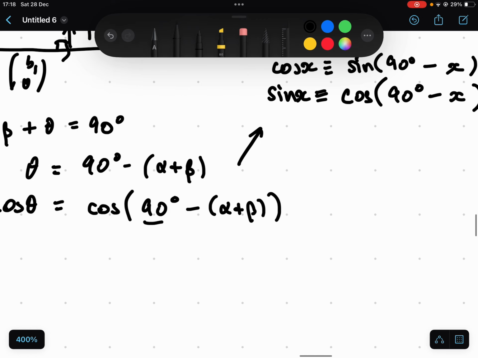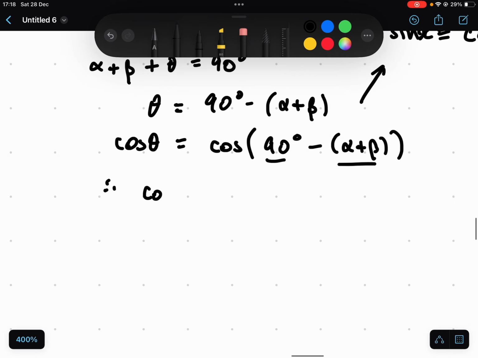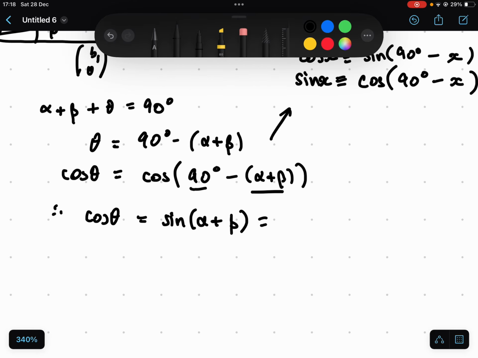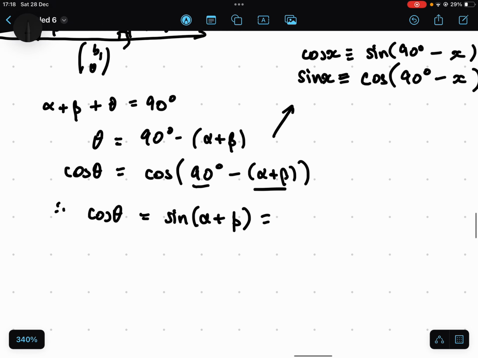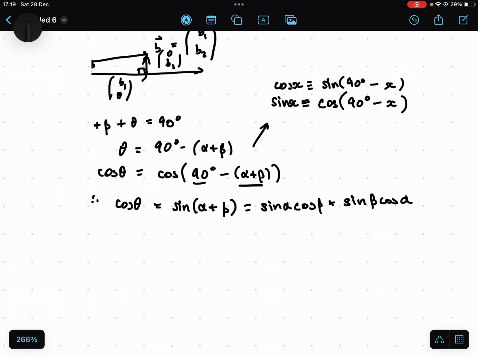We've got 90 minus some angle, and we know because of this identity, therefore cosine of theta is just going to be equal to sine of alpha plus beta. And when we're adding two angles together, that should become pretty obvious that we should be using the double angle formula. So we're going to be using sine of alpha times cosine of beta plus sine of beta cosine of alpha. Okay, there we are.